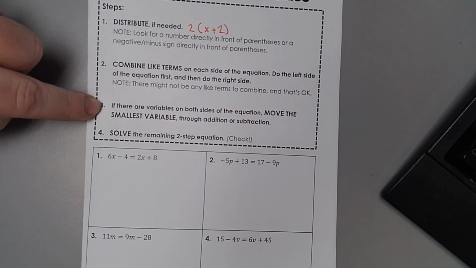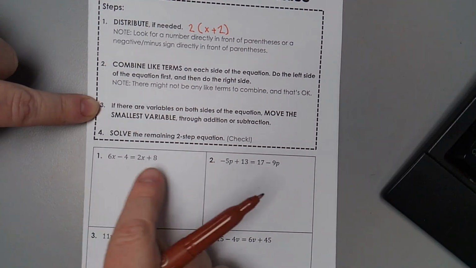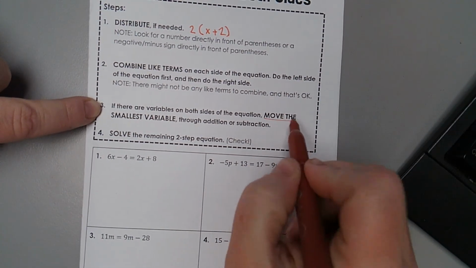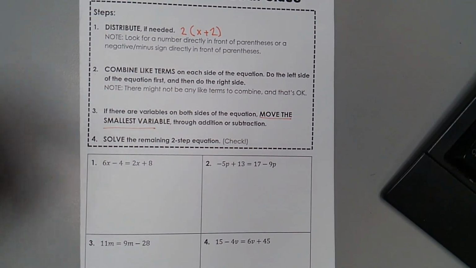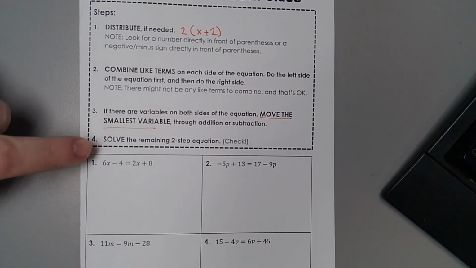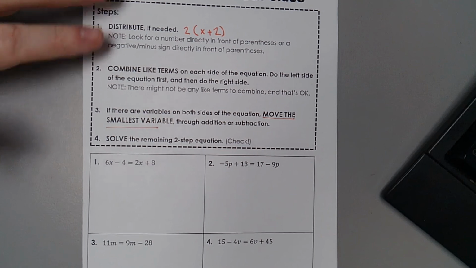Three is if you have variables on both sides of the equation. Move the smallest variable. That way your answer stays positive or gets really close to positive. And then 4 is just solve the remaining two-step equation.